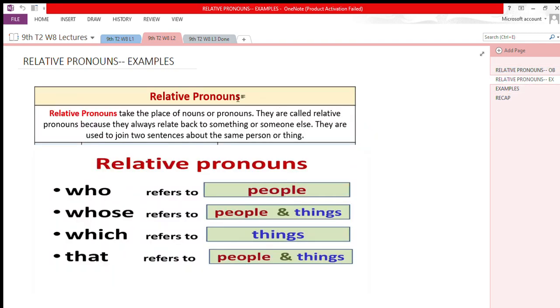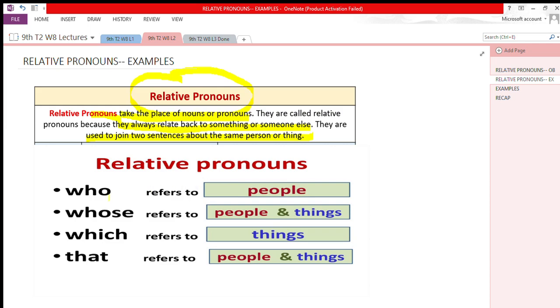So first we need to understand what relative pronouns are. Relative pronouns take the place of nouns or pronouns in sentences. They are called relative pronouns because they always relate back to something or someone else. They are used to join two sentences about the same person or thing, and they are also known as conjunctions. Since they join two sentences, they work as conjunctions also. Okay, and they are also known as subordinating conjunctions.